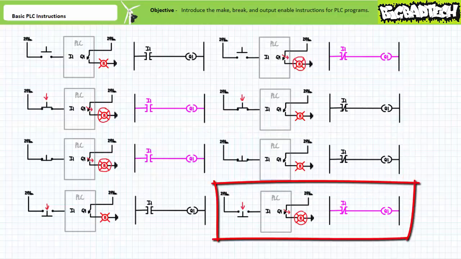Consider a normally closed switch in the activated open state instantiated in a PLC program as a break instruction. In the activated open state, this switch delivers a logical 0 to the input, and the break instruction does allow logical continuity, and the output is energized.